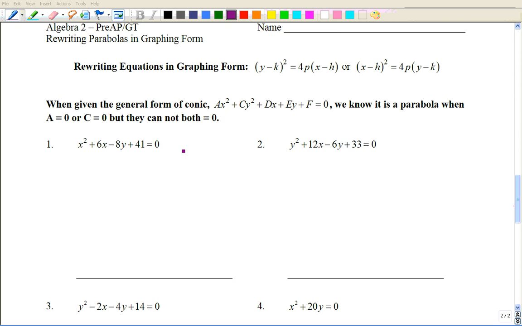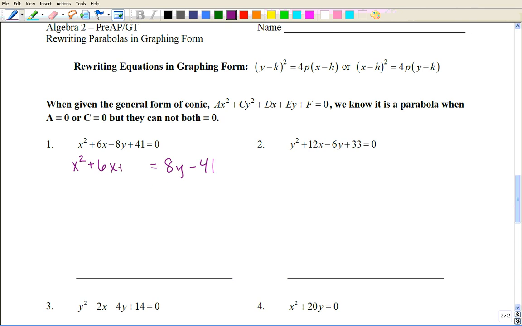So to do these, what we're going to do is end up using completing the square, but we'll leave everything that's squared on, so we'll leave the square term on the left and its like terms with it and move everything else to the right side. Reason being is because our squared term is on the left for our graphing form. So I have an x squared, so I'll leave everything that has an x in it on the left-hand side and move everything else to the other side of the equal sign. So I'll have equals a positive 8y and then minus 41.